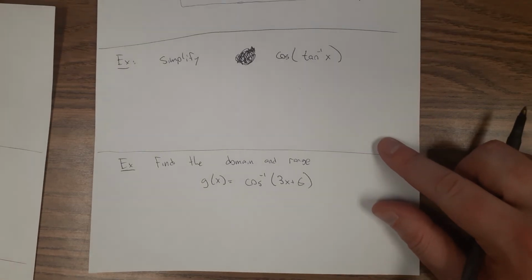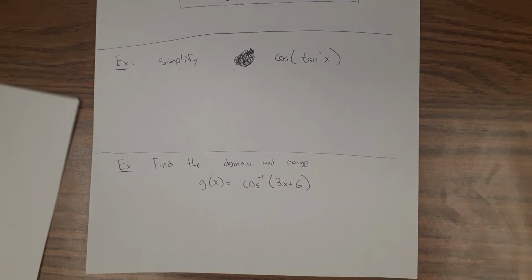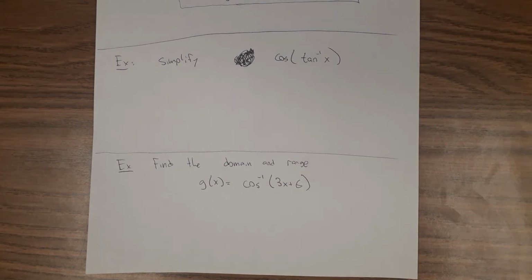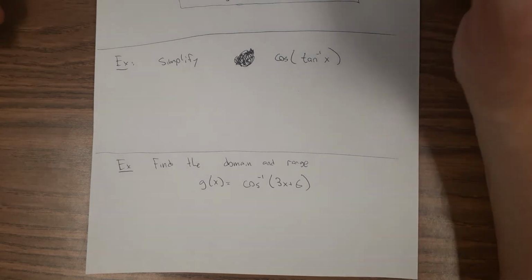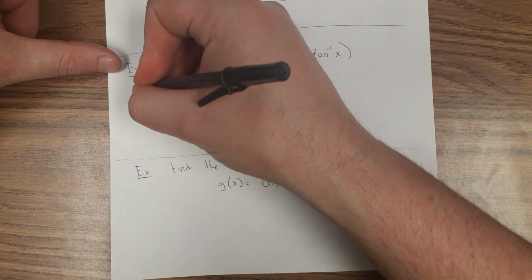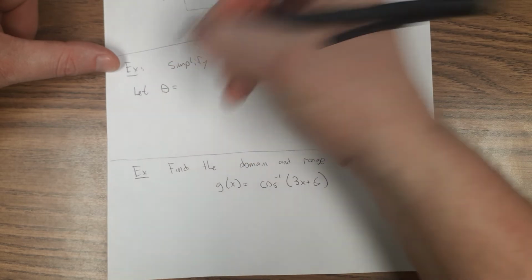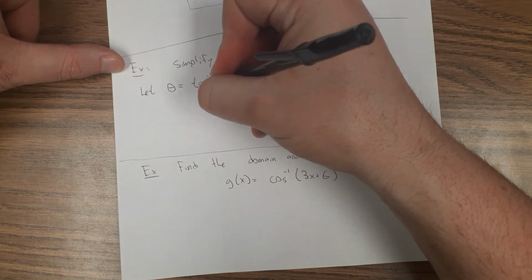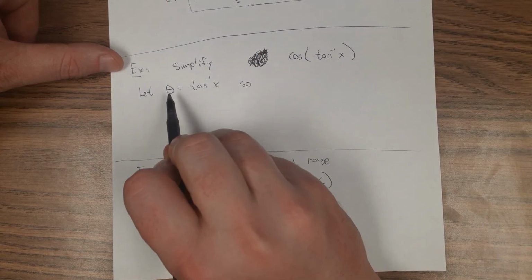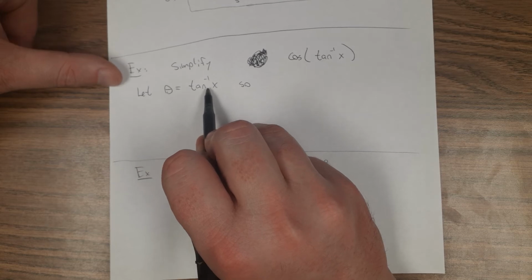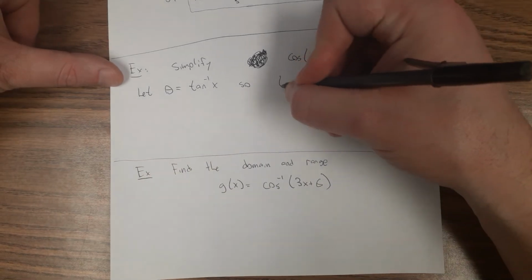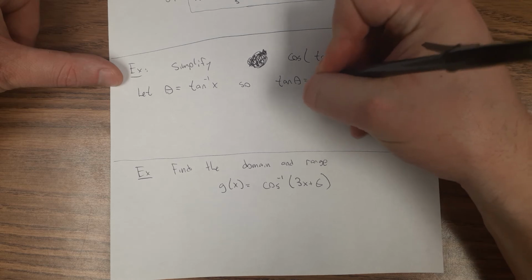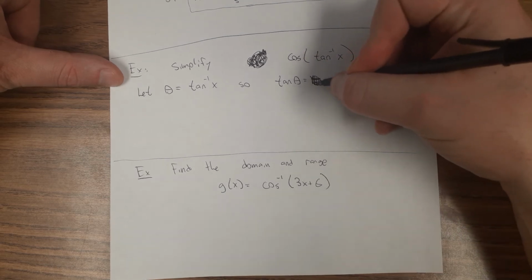Okay, then we have just a couple of other kind of randomish examples, but I wanted to do one like this because there's one on the online homework that's coming up. How do you do a trig function of an inverse trig function? Here's how I do it. I'm going to let theta be the inside. And when I say theta is arctan of x, that means that tan of theta is x.